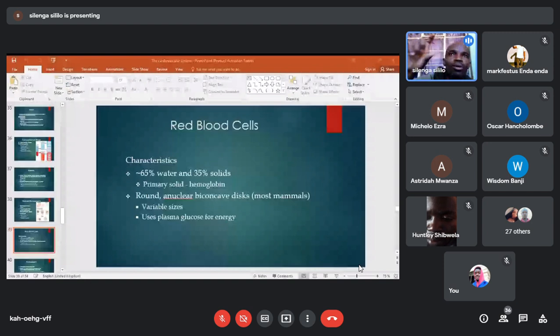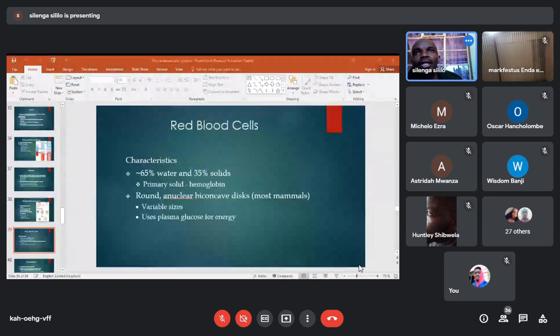Interestingly, even when you collect blood in your vacutainer, those tubes that you use, as long as that whole blood does not clot, it is still whole. You find that actually the red blood cells within those tubes will need glucose. So where do they get the glucose? Because at that point they do not have mitochondria, they do not have a nucleus. So they use glucose, and that's what the red blood cells use for their energy in order for them to survive. So those are the characteristics of red blood cells.